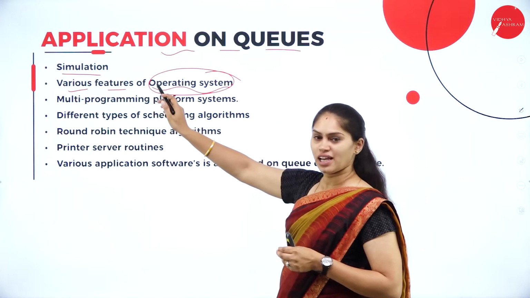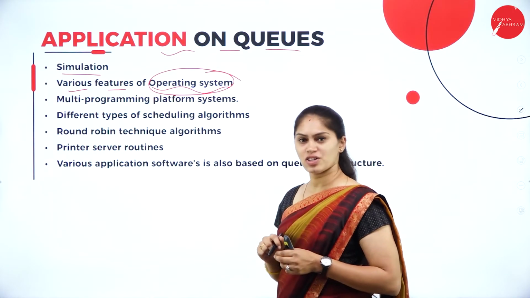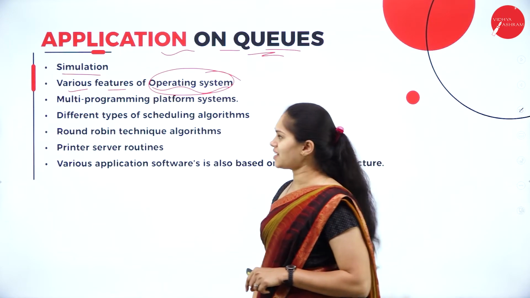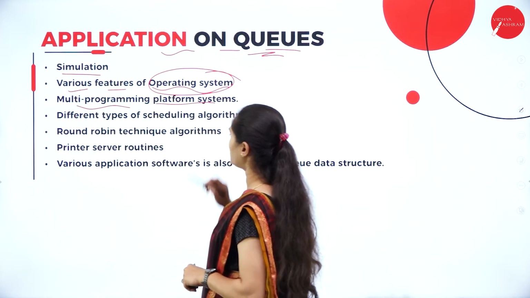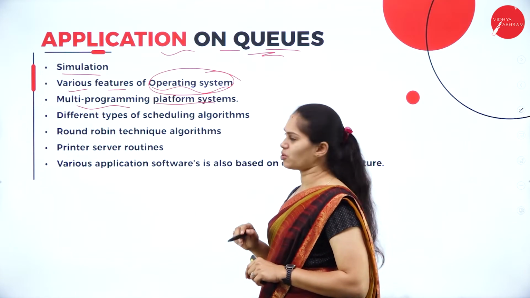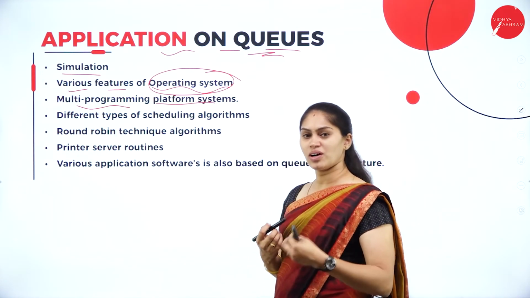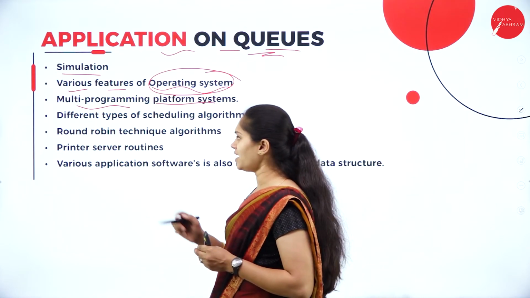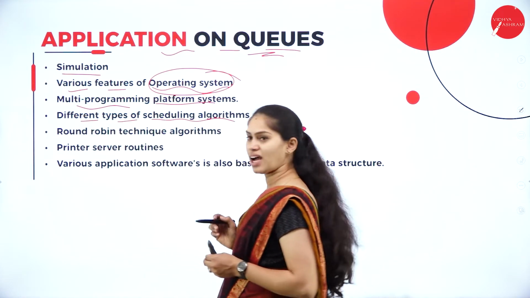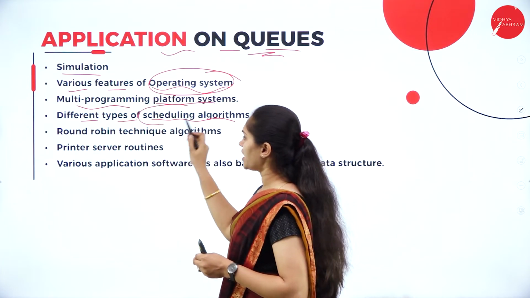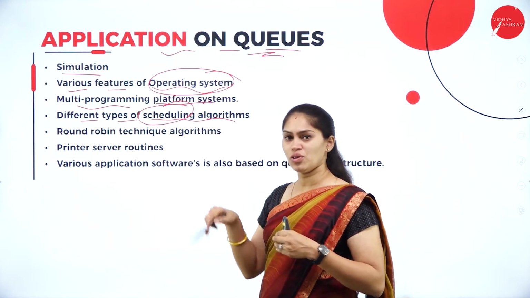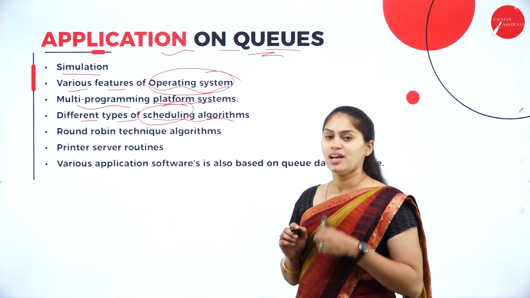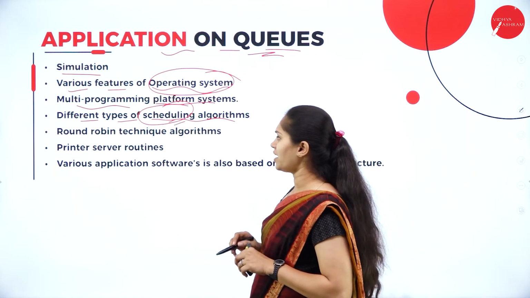To incorporate some features of the OS, or operating system, there is a possibility of using the queue data structure, and also in multi-programming platform systems. In multi-programming, if I want to work based on some priority, then a priority queue can be used there, and for different types of scheduling algorithms. If I want to give some priority, or work in a circular motion, or delete or insert somewhere, there also you can have scheduling algorithms.